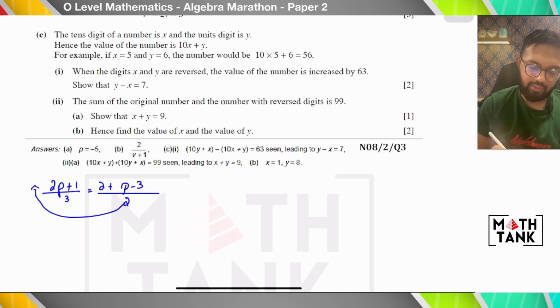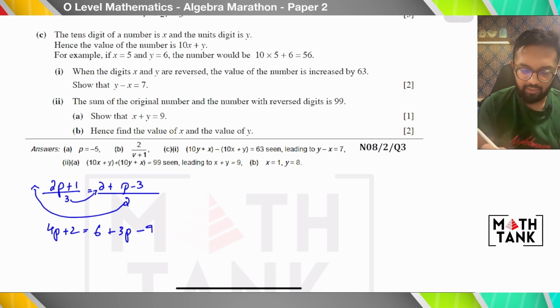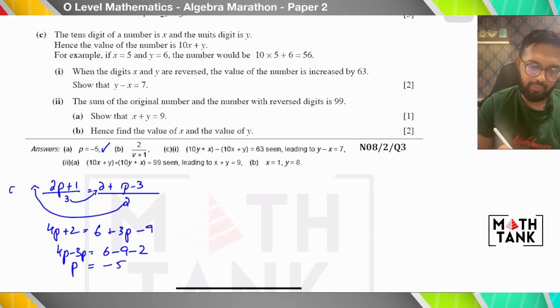I can say that this gets multiplied here, so that gives me 4p plus 2 and this gives me 3 into 2, 6 plus 3p minus 9. It's obviously getting added and subtracted, so you do that and 4p minus 3p, p, 6 minus 9 minus 2. That gives me minus 5 at the end. And yes, that's the correct answer. That was part A.